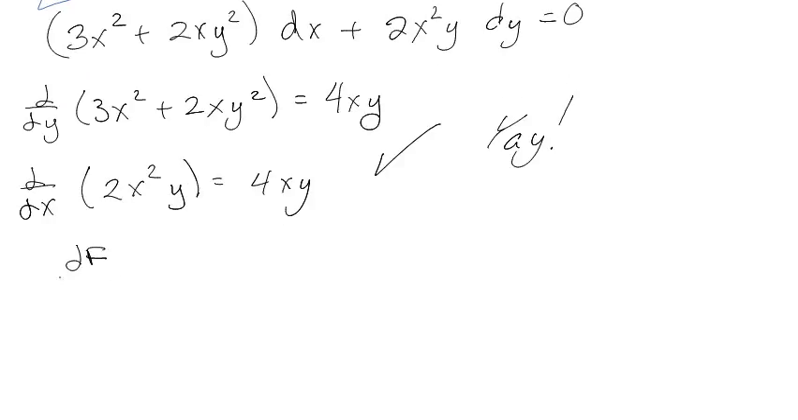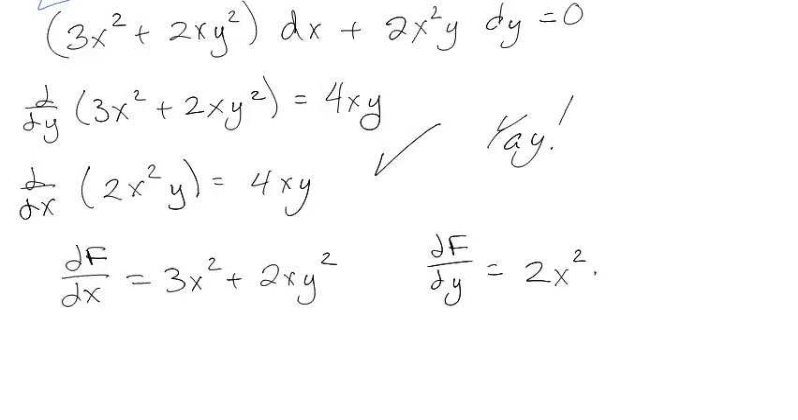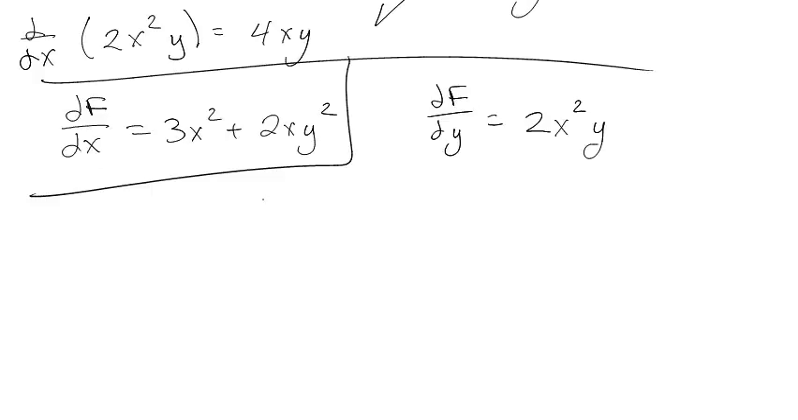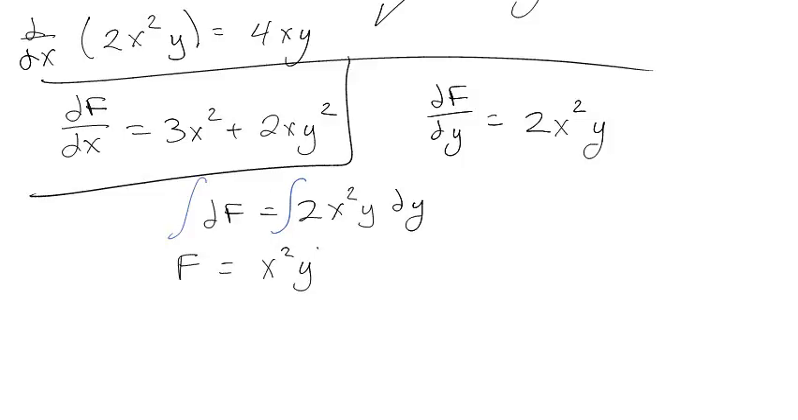So I've got that df dx is equal to 3x squared plus 2xy squared, and that df dy is equal to 2x squared y. It's not really or, they're both true. It's just a question of which one do I want to use. Because I'm inordinately lazy, I'm going to use the shorter one. So partial f is equal to 2x squared y partial y. As I integrate both sides, on the left I get f, on the right I get x squared y squared plus a function of x. Since I was integrating with respect to y, I'm left with a function of x.